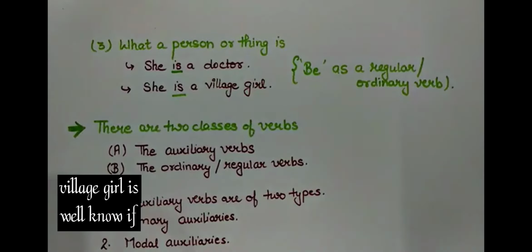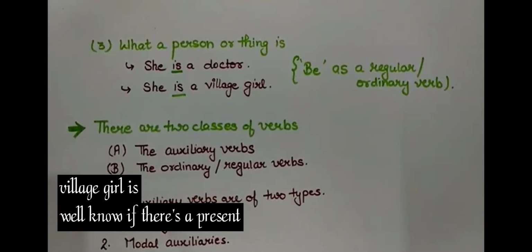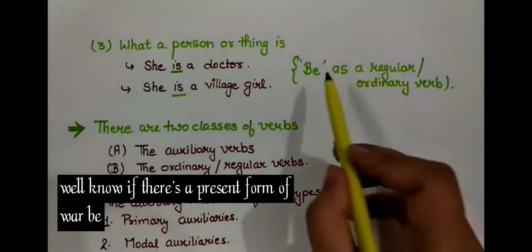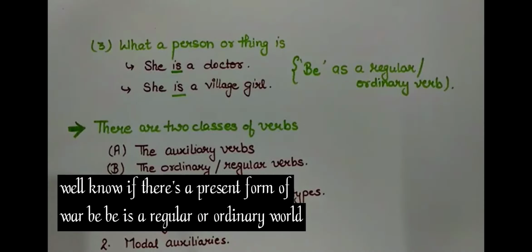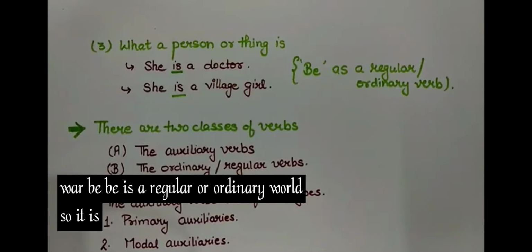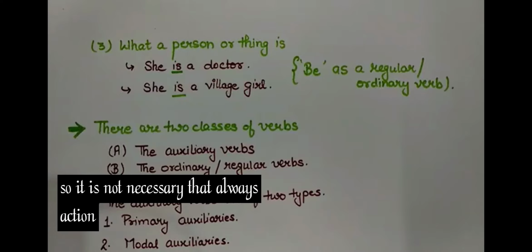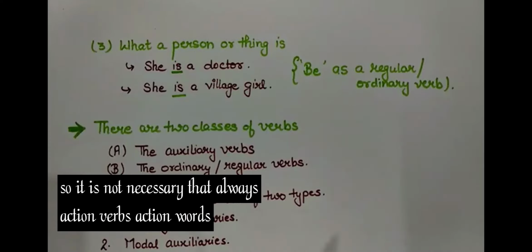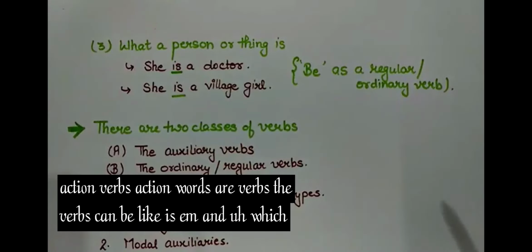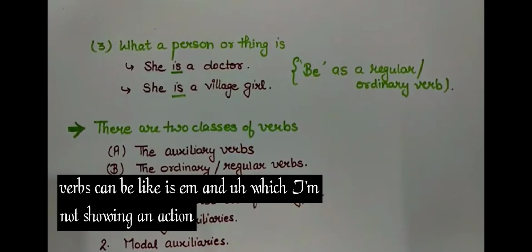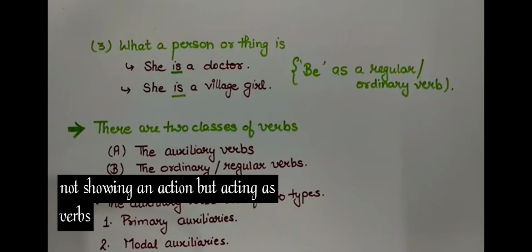Now, "is" is a present form of the verb be. Be is a regular or ordinary verb. So, it is not necessary that action words are always verbs. The verbs can be like is, am and are, which are not showing an action but are acting as verbs.